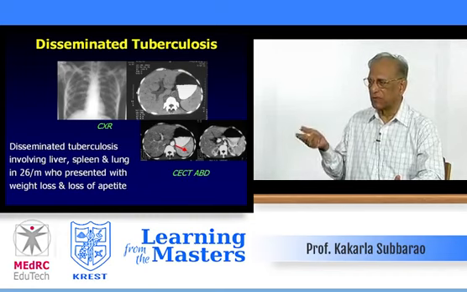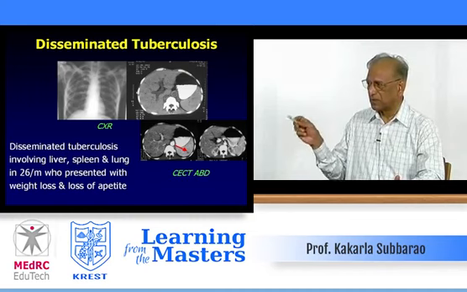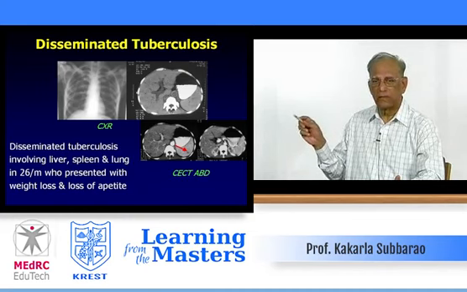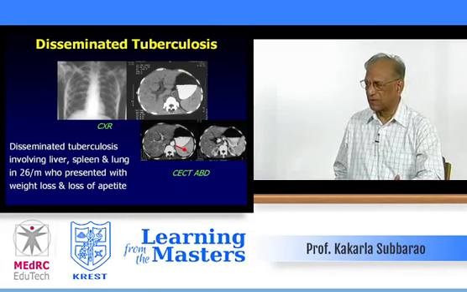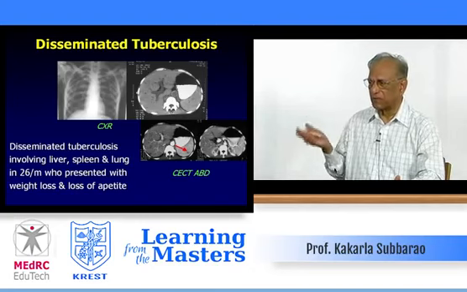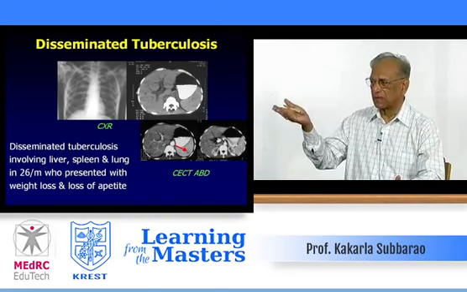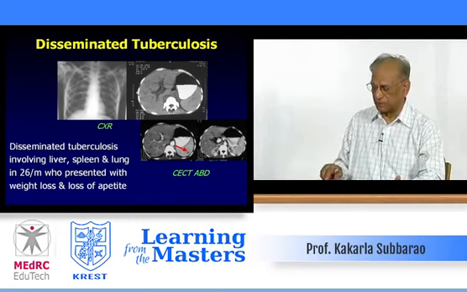Disseminated tuberculosis, in this case, involving liver, you could see. Spleen, notice those attenuated, low dense areas. The patient presented with weight loss and loss of appetite. And on contrast enhanced CT of abdomen, you can see all the lesions.